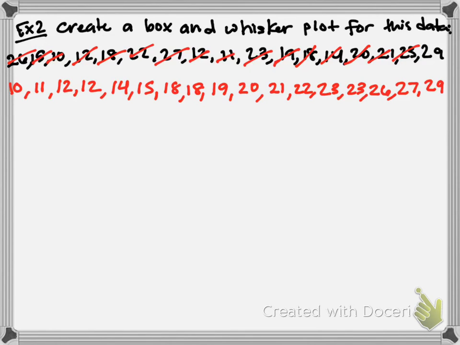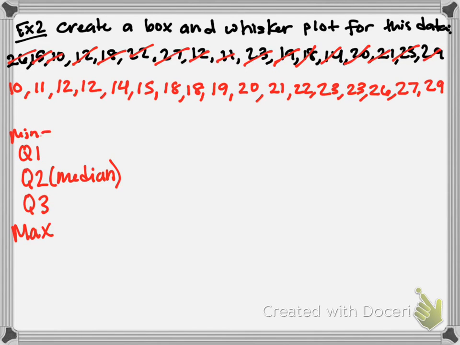So to make a box and whisker plot, I need 5 data values. I need the minimum, I need quartile 1, quartile 2, which is the median, quartile 3, and my maximum. So the minimum's easy to read off my numbers. It's a 10. The maximum is a 29. Can I find the median?